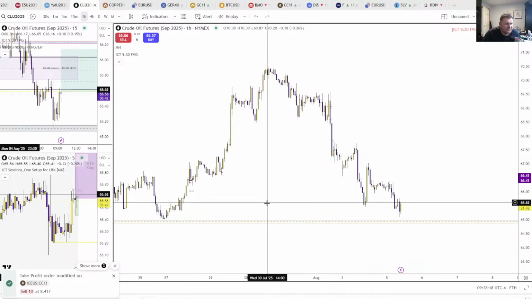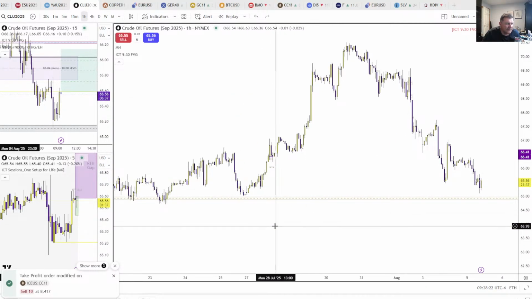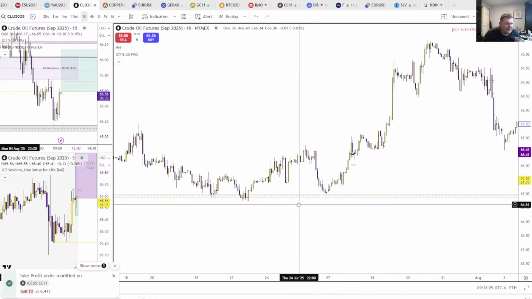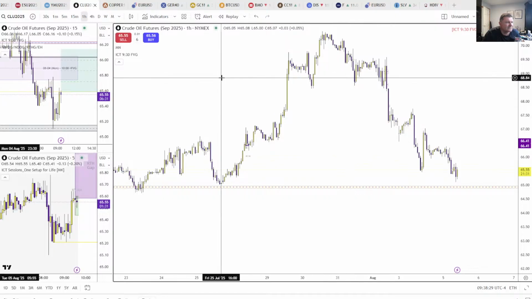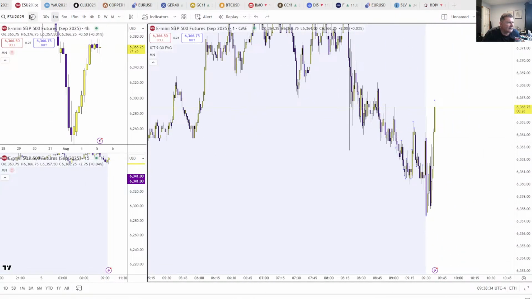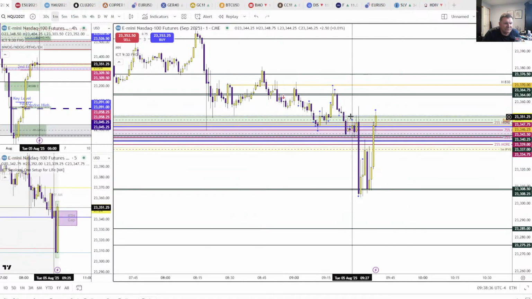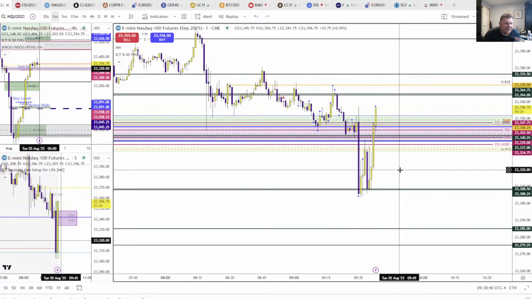Oil. Still want it to come lower. Take out that low, hit these equal lows here. Yes, a nice little kickoff. Let's see it get back above this premium level here.